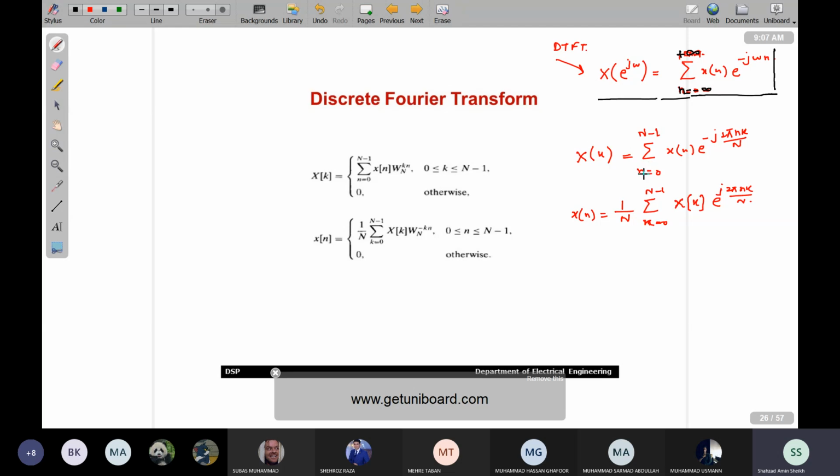Now we are going to see what the DFT is. X of k is the DFT. It is the sum over n from 0 to N minus 1 of x of n e to the minus j 2 pi n k over N. And the synthesis equation says x of n is equal to 1 over N times the sum over k from 0 to N minus 1 of X of k e to the plus j 2 pi n k over N.